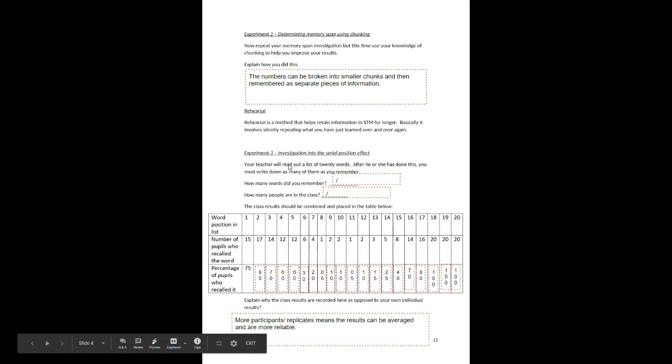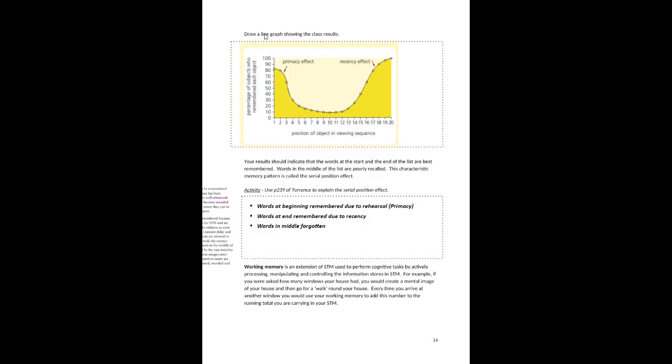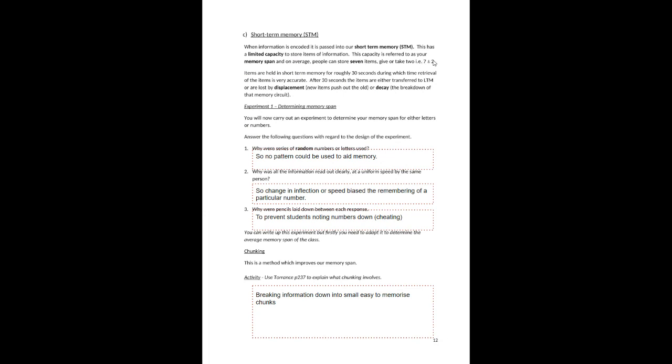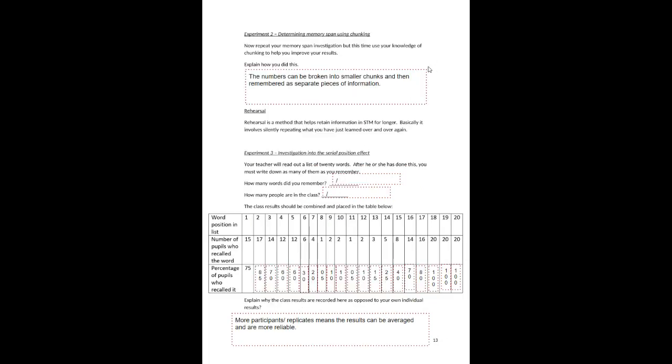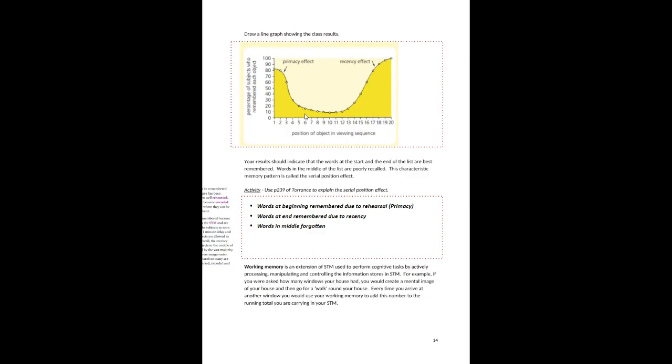And short-term memory is affected by the serial position effect, where things that you hear at the start of a long list, you remember because of rehearsal, things at the end are recent, so are in your 7 plus or minus 2 pieces of information, and the ones in the middle you forget. Working memory, an extension of the short-term memory, is used for short cognitive tasks.